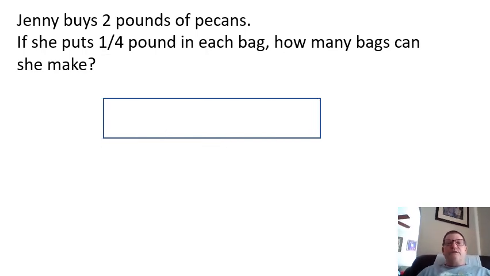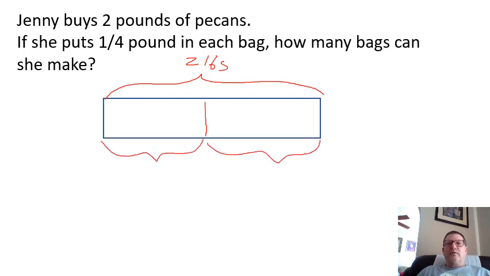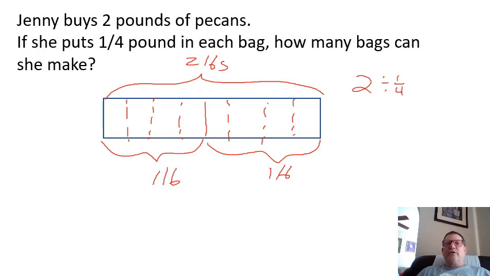Now this time we're going to split it into quarter-pound bags. So here's our 2 pounds, and we're going to split it into 2 equal pounds. And each pound, I'm going to split into fourths. So we can see 2 pounds divided by quarters would equal 1, 2, 3, 4, 5, 6, 7, 8. So it would be 8 bags.